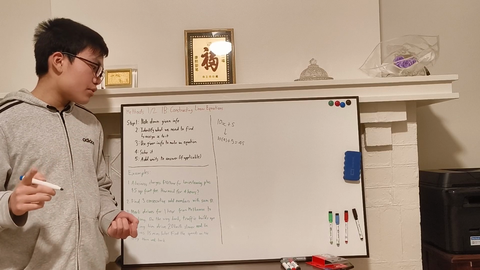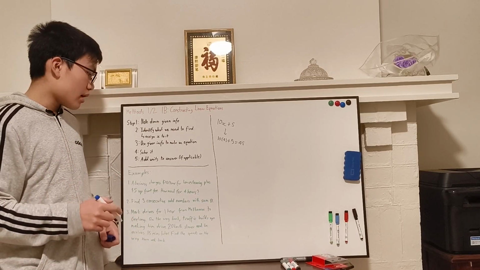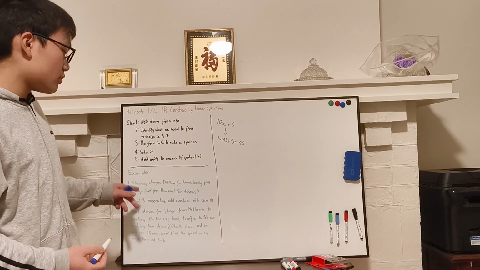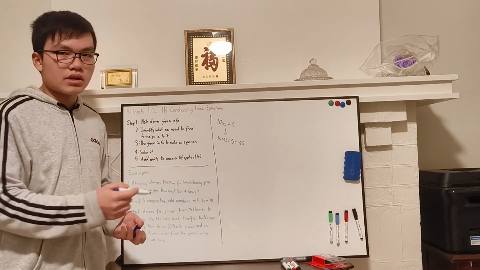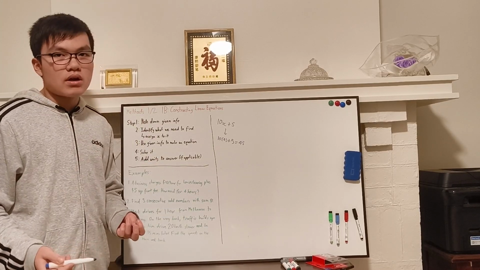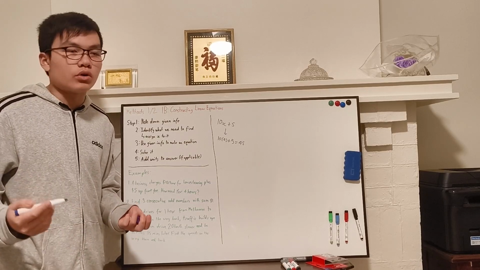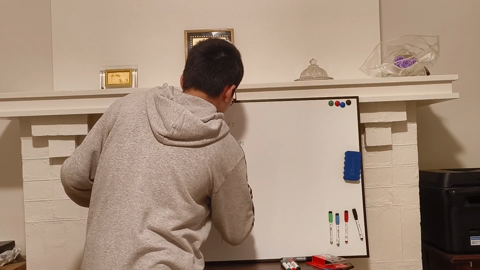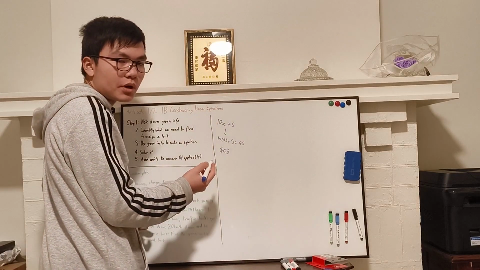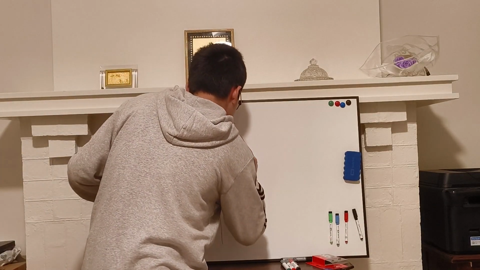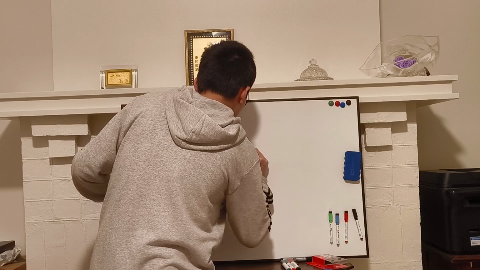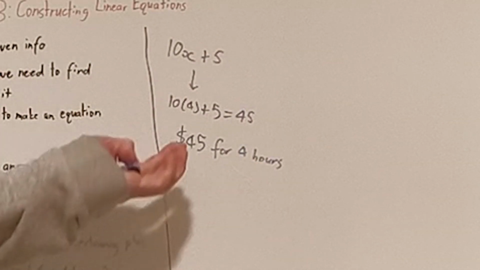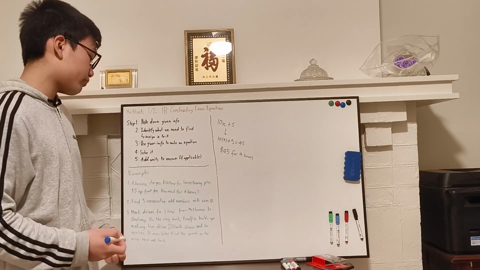We're not done yet though, because we need to take a look at step 5, add units to the answer. Because this question is asking for the amount, it's going to be measured in dollars. So this is pretty simple. We just add dollars and then 45. So $45 for 4 hours of house cleaning. So yeah, that's our answer, $45.